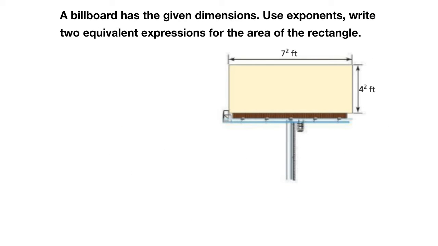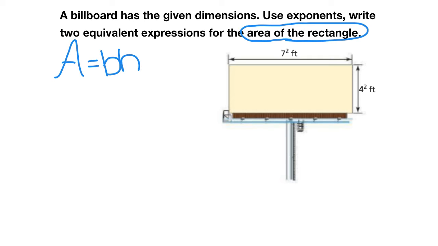Let's try the word problem underneath this. A billboard has the given dimensions. Use exponents, write two equivalent expressions for the area of the rectangle. We want to find the area of this rectangle using exponents. So let's start with how to find the area of a rectangle. That is area equals base times height.